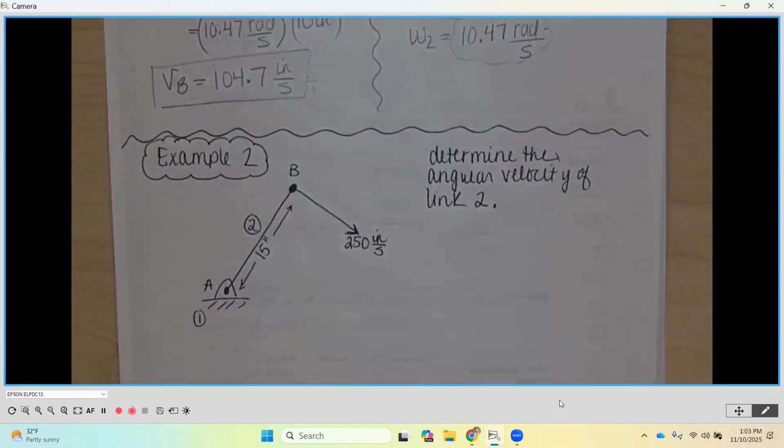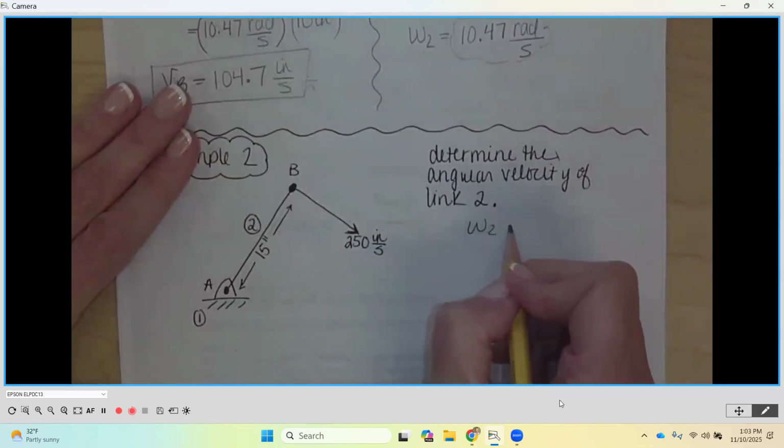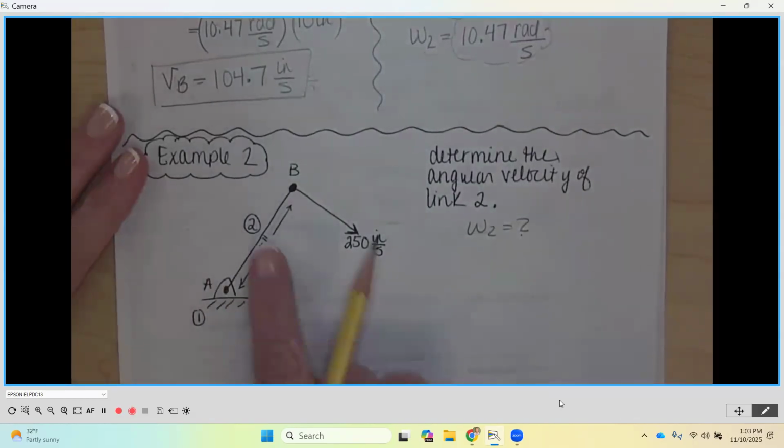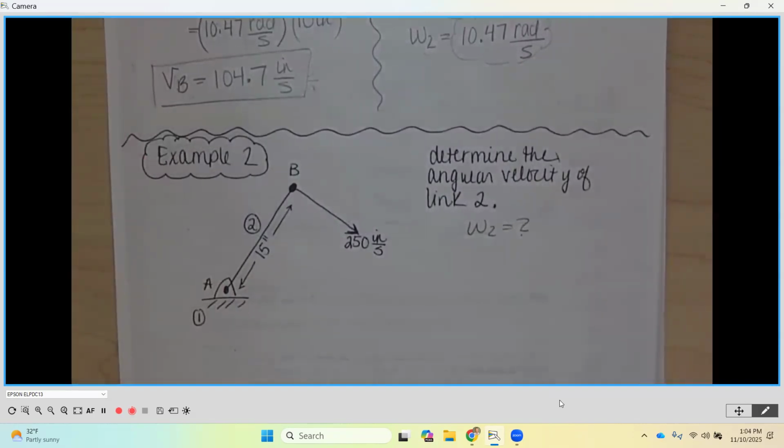Example 2: determine the angular velocity of link number 2. So that means we want to find W2, the rotational speed, the angular velocity. What is the angular velocity, W2? We know that W, angular velocity, is how fast this is going around, right? What are the final units we're expecting for angular velocity? RPMs, right? We're going to report it in RPMs, but in our equation, what is it going to be?